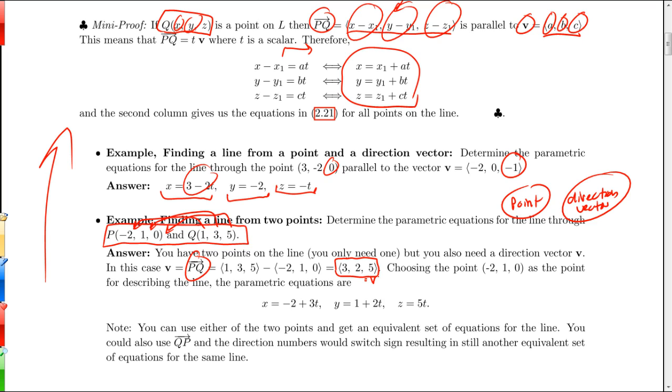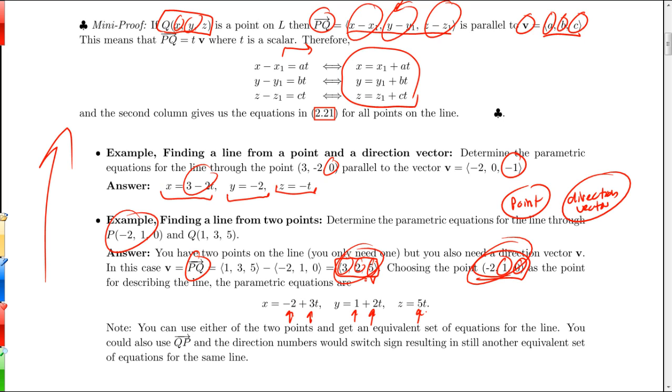That's V. And then I get to choose either one of these points. I'll choose P, so my point is here. So I have a direction vector and a point, so I get negative 2 plus 3t, 1 plus 2t, and then 0 plus 5t. And so that's one form of this collection of parametric equations for this line.